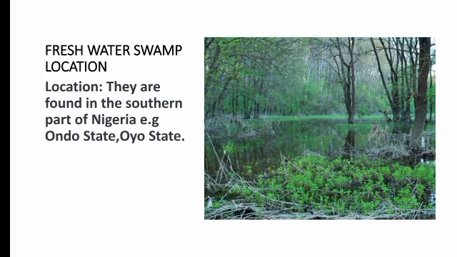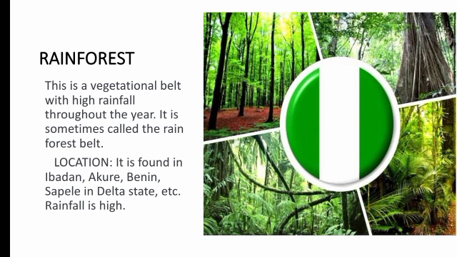The location of freshwater swamp. The freshwater swamp is located in the southern part of Nigeria. And where is it found? It is found around Ondo State. It is found in Oyo State, and so on and so forth.